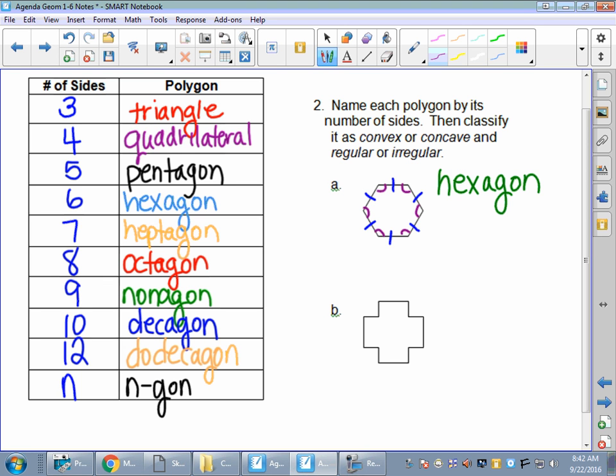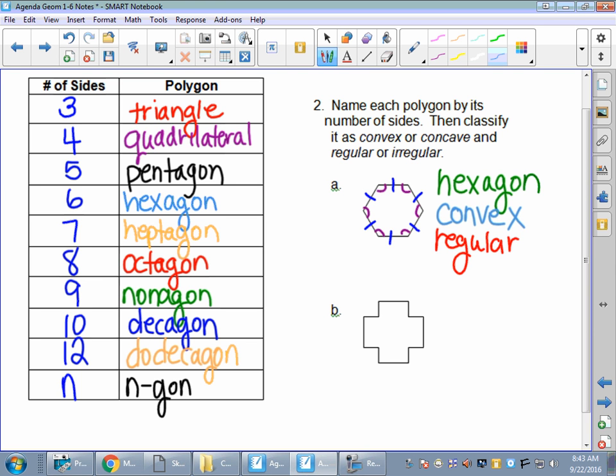Is it convex or concave? Concave means it's got a point that's going inside, right? Like you're walking into a cave. There are no interior points, so this is a convex hexagon. It says to tell us if it's regular or irregular. Well, regular means all sides and all angles. Remember that assumptions thing. We can't assume unless they're all marked, and hopefully you marked them all, which means this guy is regular. All 6 sides are congruent. All 6 angles are congruent.